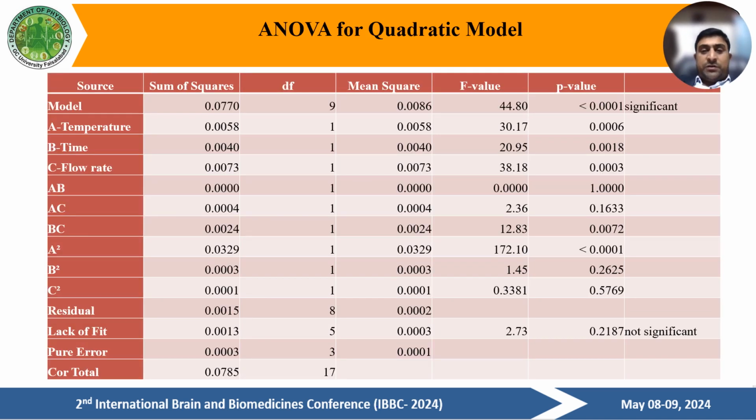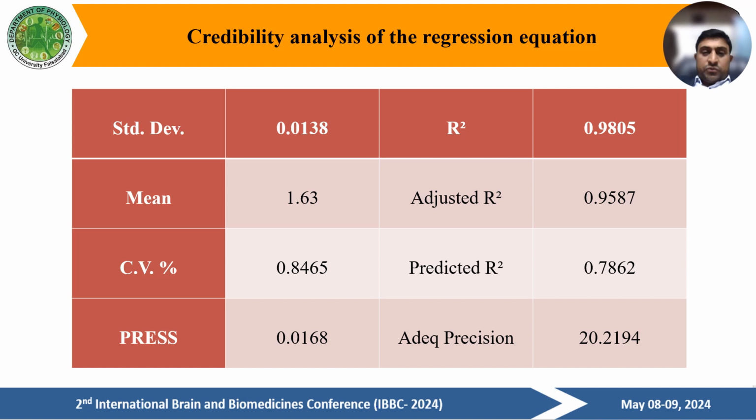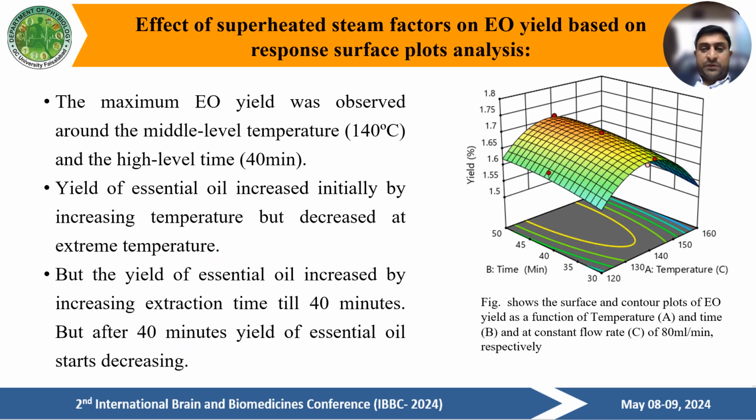Next is the ANOVA table that shows significant results, with significant values showing that our experiment is quite good. If we talk about the credibility of the analysis, it shows an R square value of 0.98, that is quite good, and an adjusted value of 0.95, and a predicted value of 0.78.